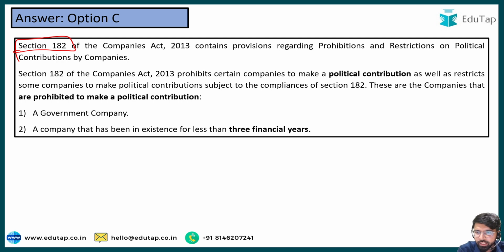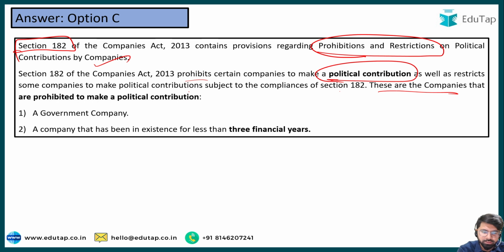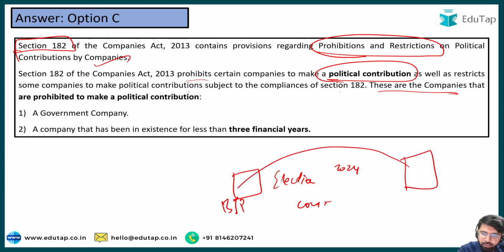It contains provisions regarding the prohibitions and restrictions on political contributions by companies. Section 182 clearly prohibits certain companies from making a political contribution, as well as restricts some companies from making political contributions subject to compliance. The key important thing that you must remember is, suppose an election is happening in 2024. There are majorly two parties, BJP and Congress. Any company can make a contribution to these respective political parties, but there are certain conditions.